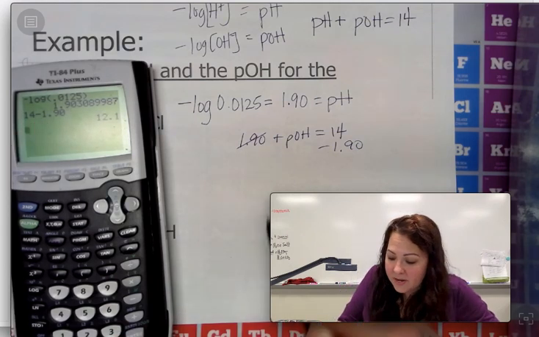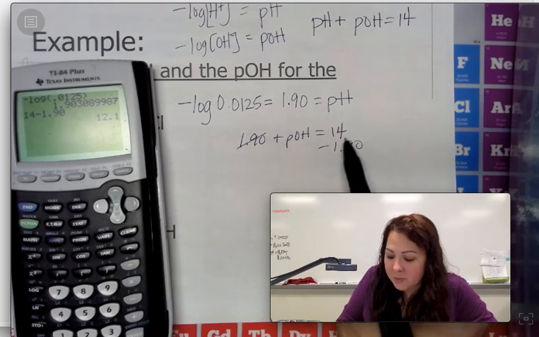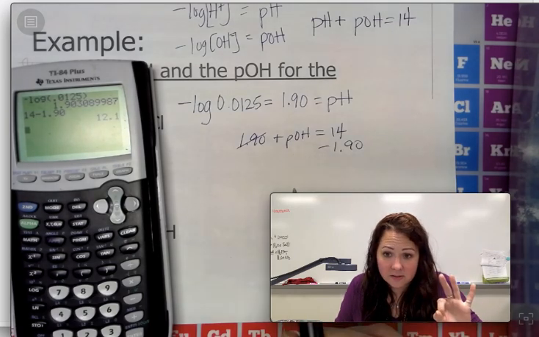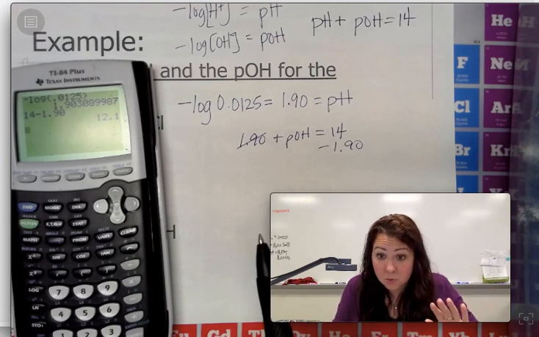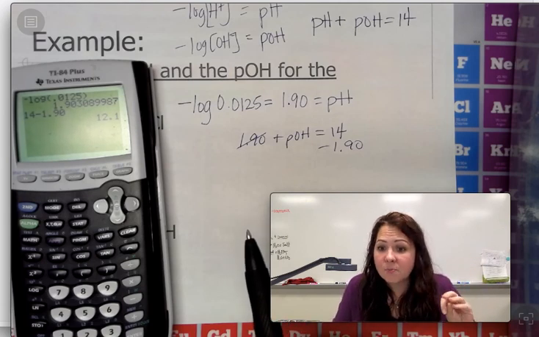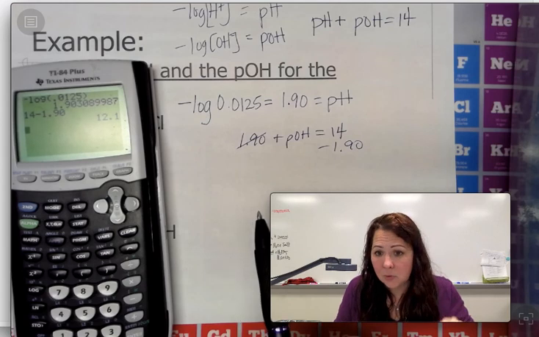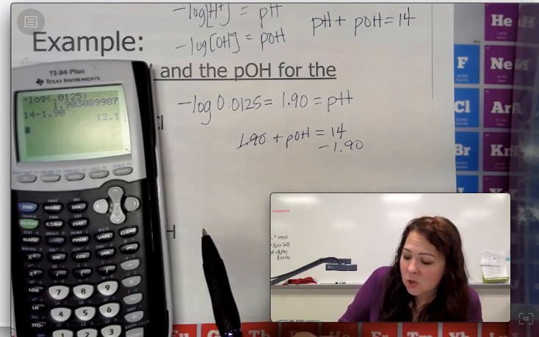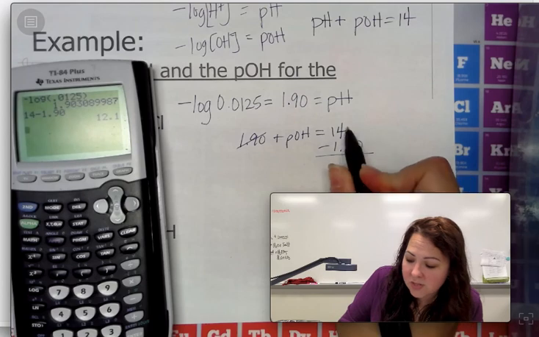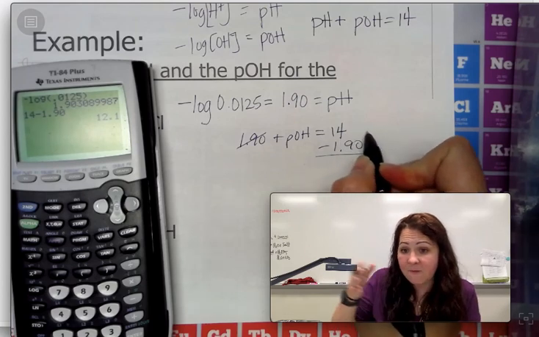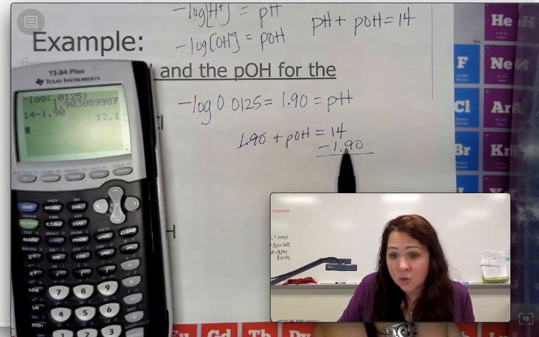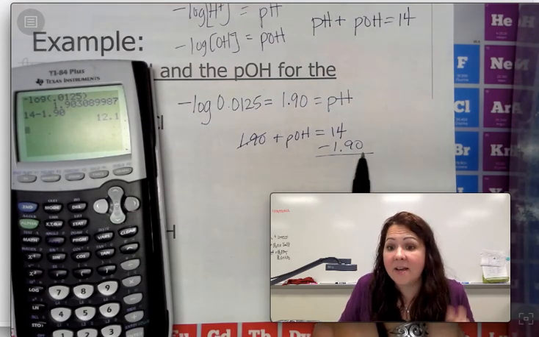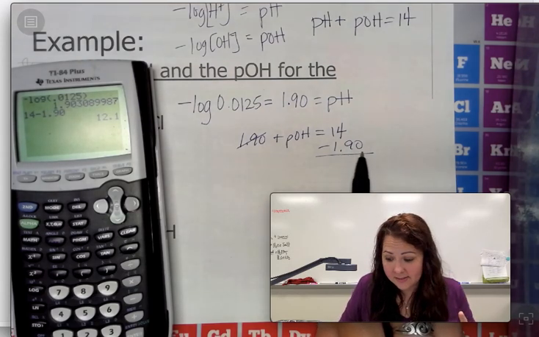This number right here, the 1.90 is my measurement. It has 3 sig figs, but that doesn't really matter because I'm subtracting. When you're subtracting, you look at decimal places. So when we subtract these two, this number, the 14, has an infinite number of decimal places. This number has 2, so that means that my answer has to have 2 decimal places.